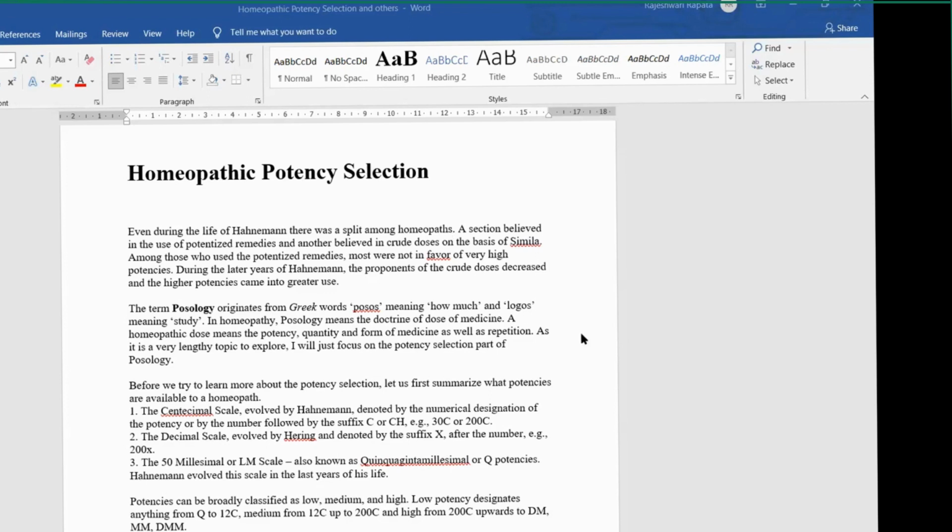As it is a very lengthy topic, we'll just focus on the potency selection. So what potencies are available in homeopathy, you'll find how many types of potencies are available.